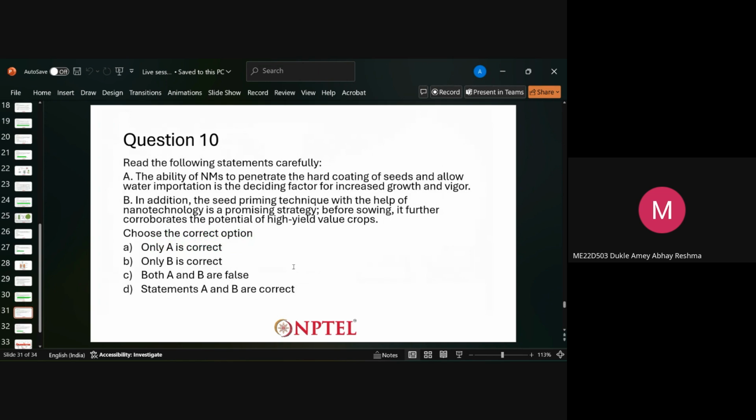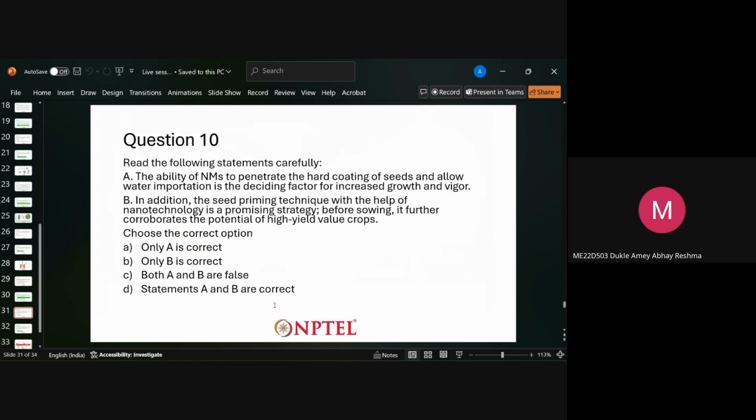And we have the last question. The ability of nanomaterials to penetrate the hard coating of the seeds and allow water imbibition is a deciding factor for increased growth and vigor. In addition, seed priming with the help of nanotechnology is a promising strategy before sowing. It further corroborates the potential of high yield value crops. Choose the correct option. Option A is correct. Only B is correct. Both A and B are false. Statements A and B are correct.